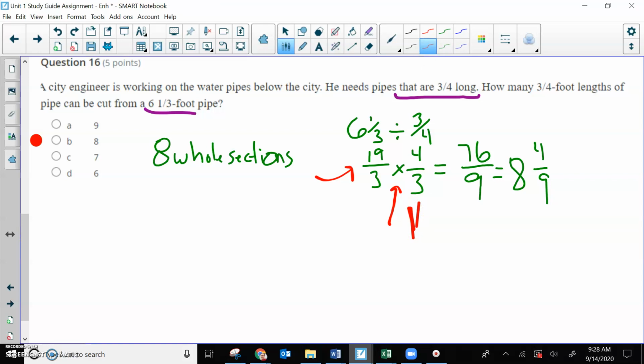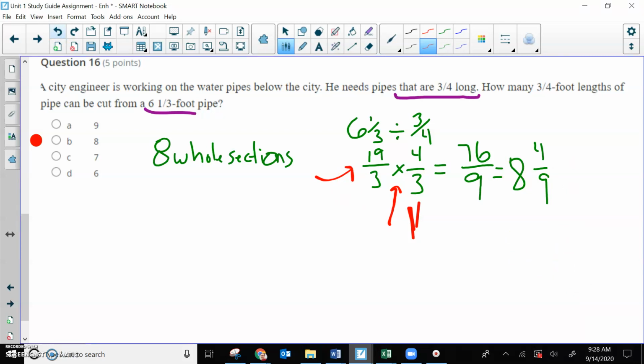So this is how we get our mixed number, 76 divided by 9. 9 goes into 76 how many whole times? 8, and that's our whole number, 8, because that's 72. 4 is left over, so that's how we get our fraction 4/9. So 8 and 4/9 is what we got.